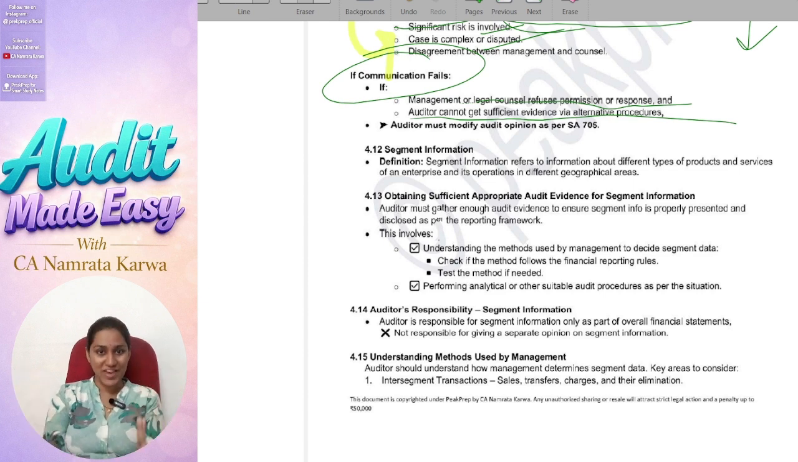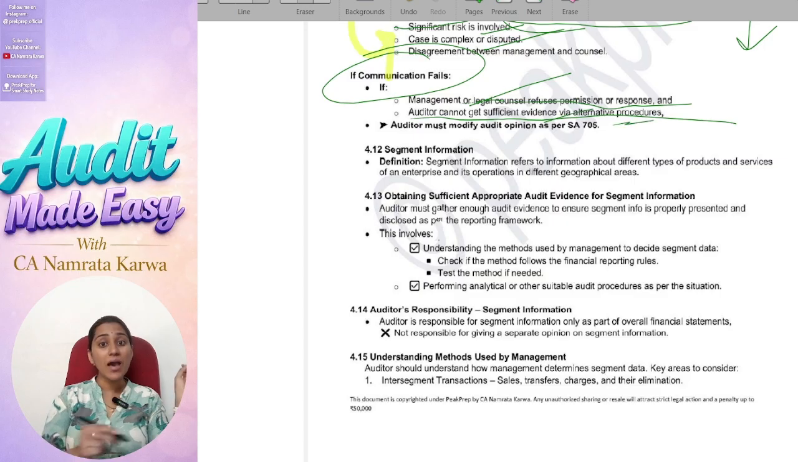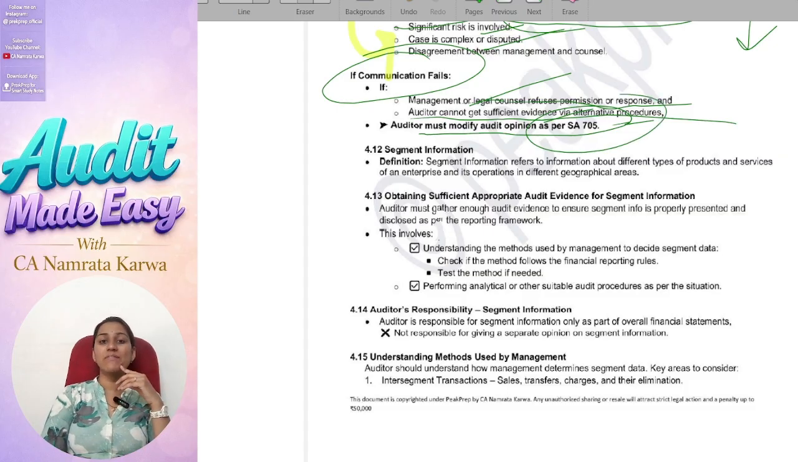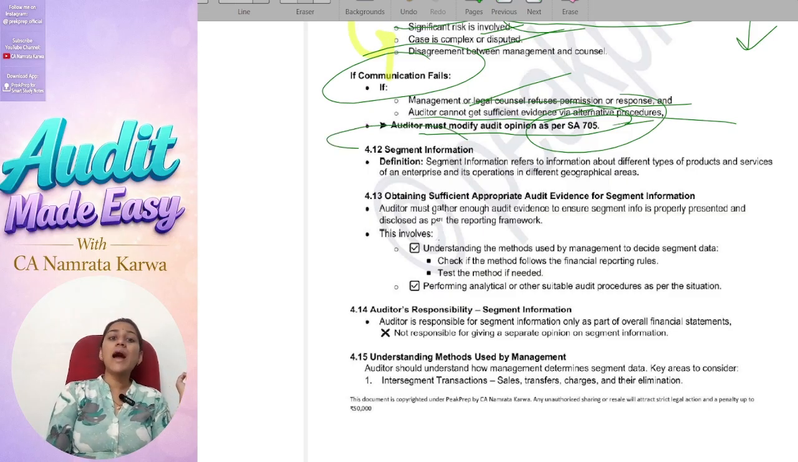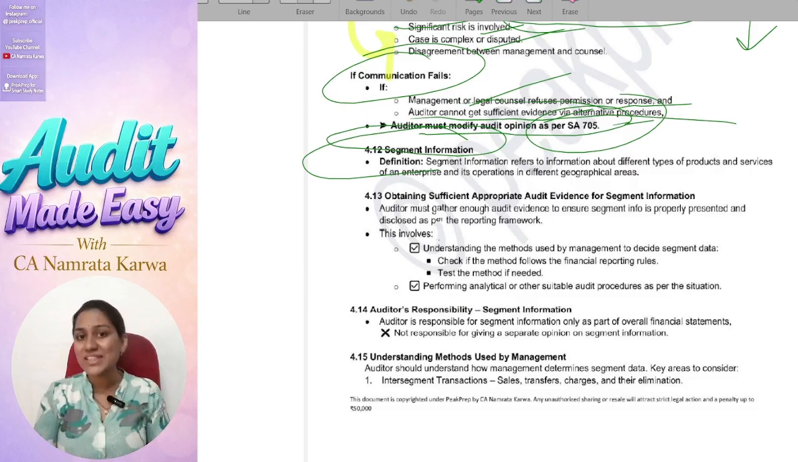Okay, in the same way, what does it say? If the auditor does not get a proper response, and does not get sufficient evidence via alternate procedures also, the auditor must modify the opinion as per SA 705, the last Brahmastra.